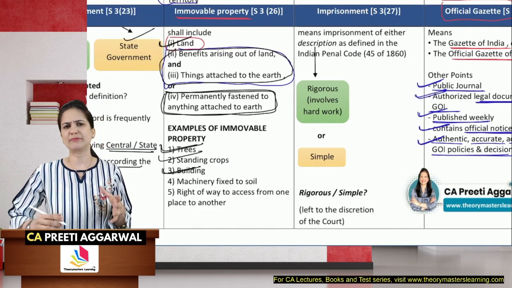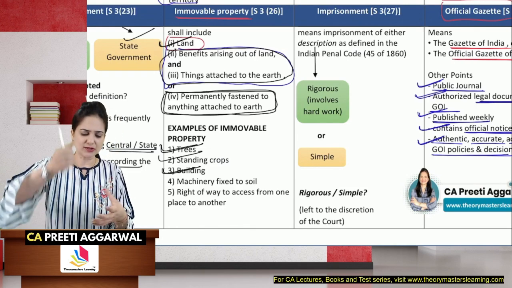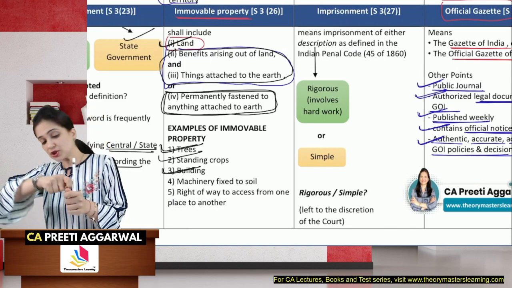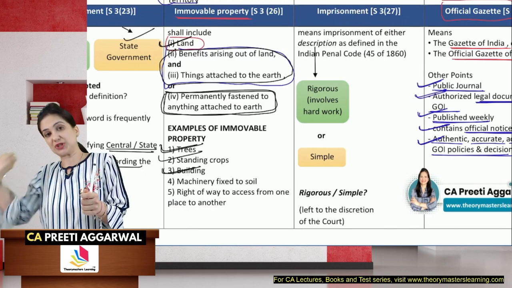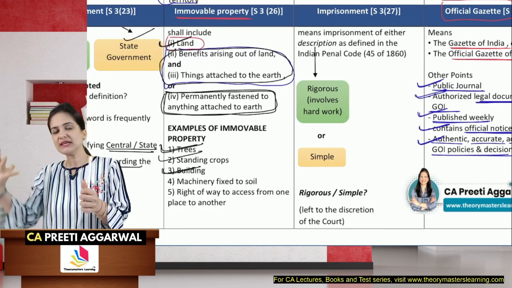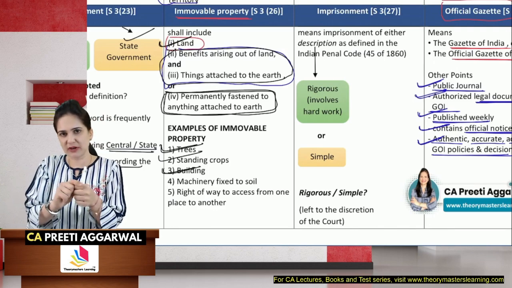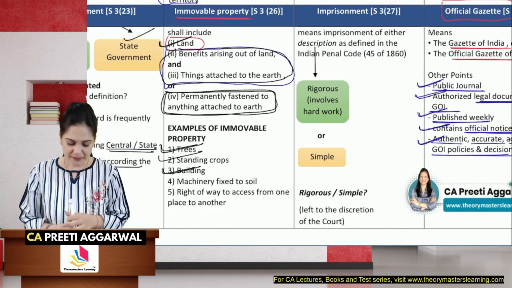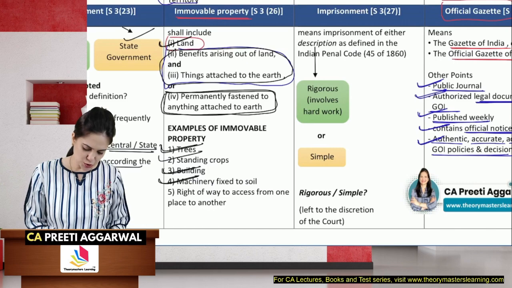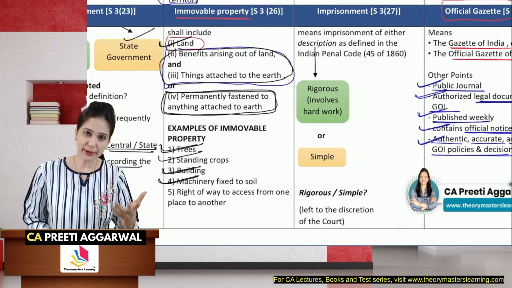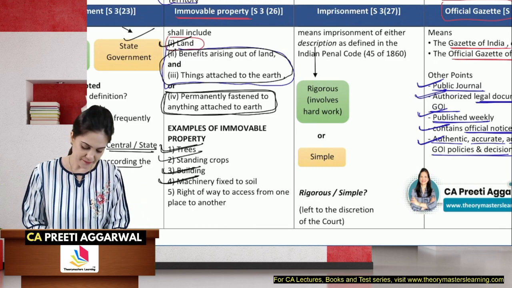Now, let's say, for example, that I dug a hole, I installed maybe a stand like this and a chain, and on the chain, then I attached the machinery. Okay, so machinery is attached to a thing which is fastened to earth. Now machinery will not move because this thing is not moving. So machinery which is fixed to soil, it is fastened to anything attached on earth, that is also immovable. That makes the machinery immovable.